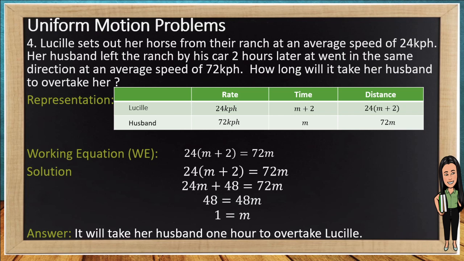Okay? Basta for this type of problems, ang importante lang, you represent the rate or the speed, the time traveled, and the distance traveled. Yung distance, multiply nyo lang yung rate and time. Okay? And then, relate all the variables or the given in the problem to find your working equation and then solve and answer the question. Okay? So, that's the end of our discussion.